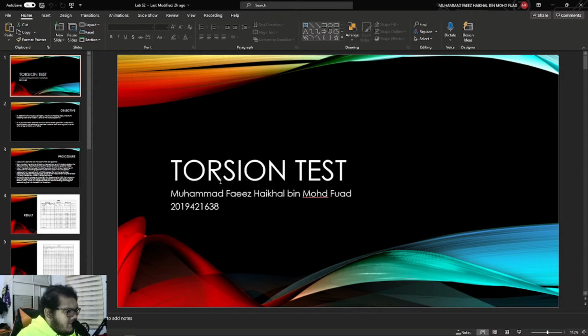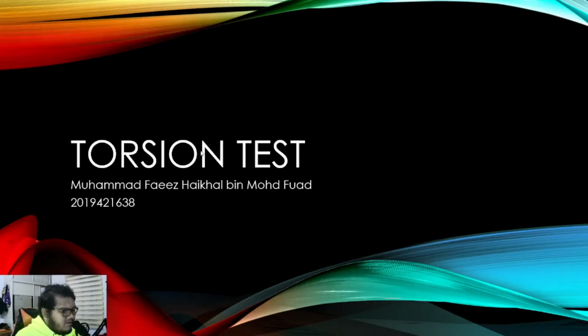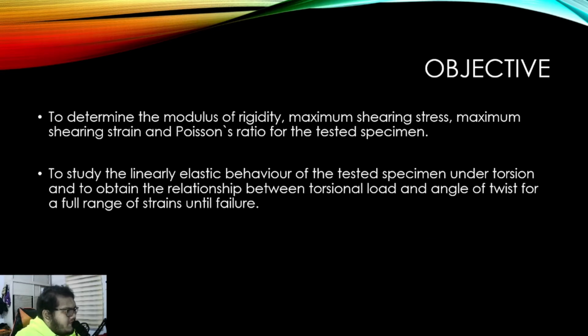I will be presenting to you about the lab torsion test. The objective of this lab is to determine the modulus of rigidity, maximum shearing stress, maximum shearing strain, and the Poisson's ratio for the test specimen. The second objective is to study the linearly elastic behavior of the tested specimen under torsion and to obtain the relationship between torsional load and angle of twist for a full range of strain until failure.